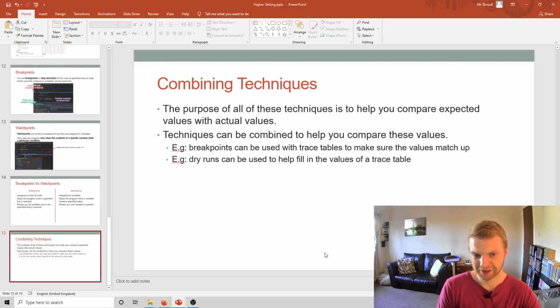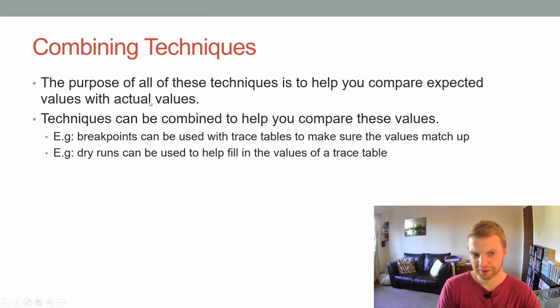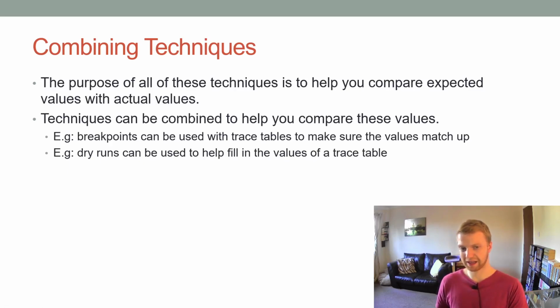That's kind of what we did with the tracks booklets. So if you were to talk about that, you could say dry runs can be used to help fill in the values of a trace table. So you do them on paper, and you're just talking about the advantage of them both being combined. Breakpoints can be used with trace tables to make sure the values match up. So if you've got a trace table and it shows you a variable changing over time, you could use a breakpoint to make sure that variable is changing over time how you expect it to. So just be aware you might be asked to explain how they can be used together.